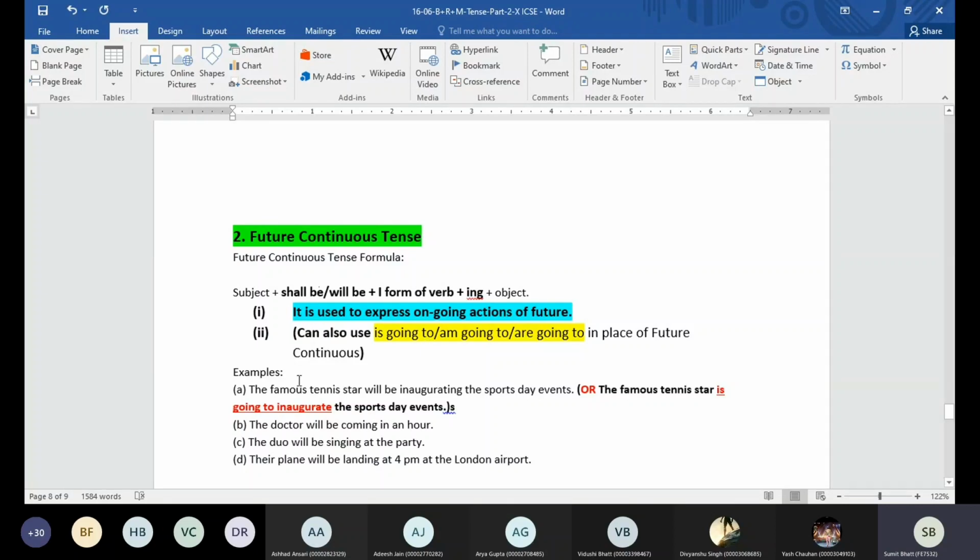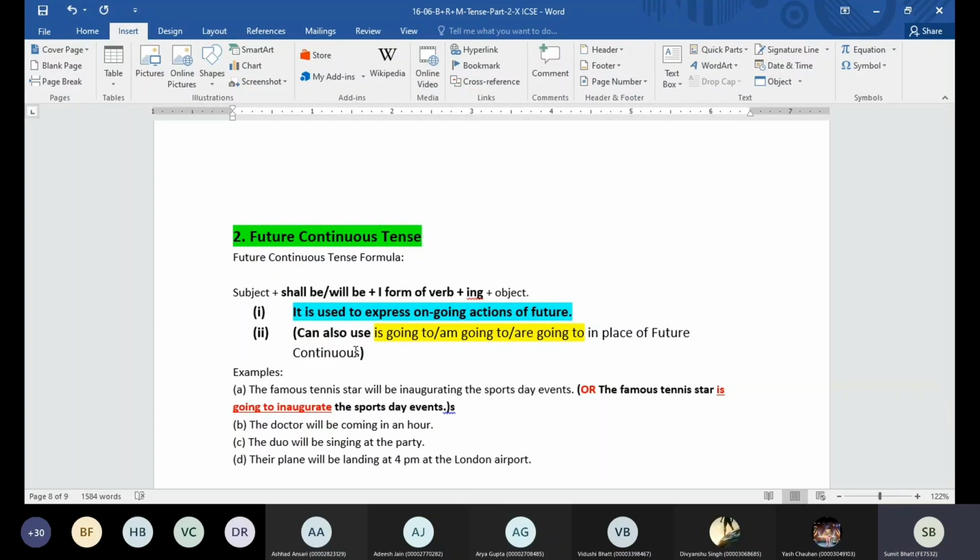Which tense can we use in place of future continuous? Present continuous. Very good. Okay, present continuous can be there. Now guys, future continuous is used to express ongoing actions of the future. Anything which will be ongoing in the future, we can use future continuous. So if you want to make a sentence using future continuous only, then we can use shall be or will be with the ing form of the verb and object.